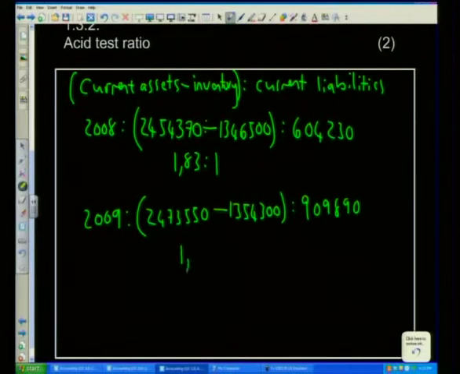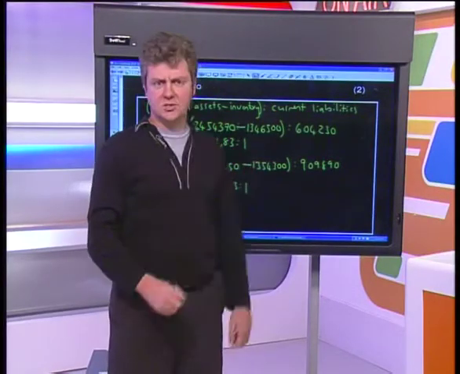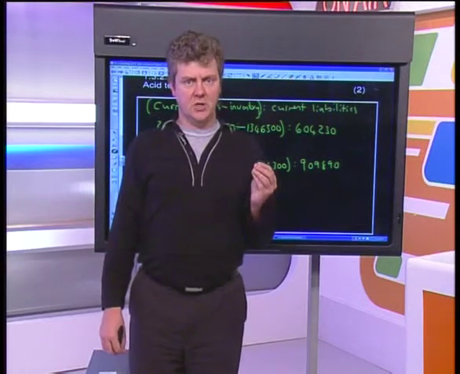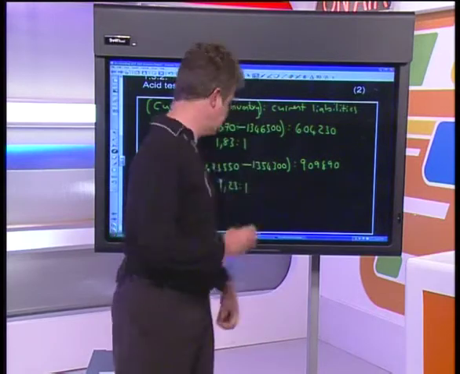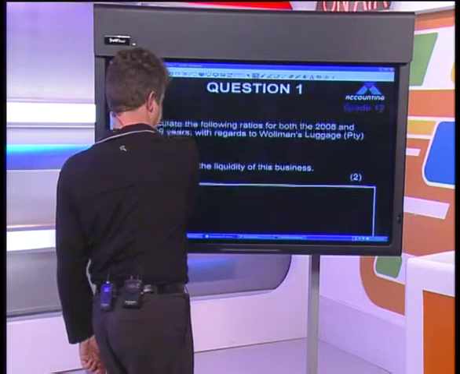$1,23 to 1 appears over here. So by now, you should have earned your 2 marks for calculating the acid test ratio for the 2 separate years. Now, knowing the calculation is one thing, but you must also be prepared to comment on your answer. So let's have a look at the next question, which asks you to do exactly that.